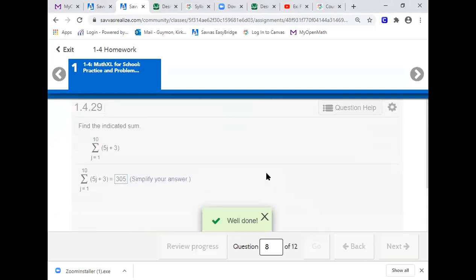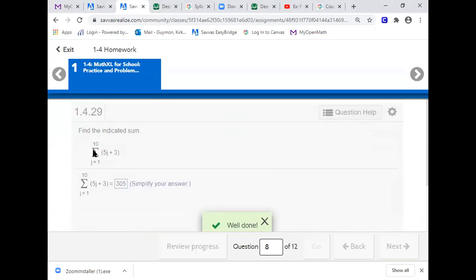Whoop, whoop. So, summation, Greek letter, developing the whole process. That's how it goes. Any clarifying questions from anybody on that?